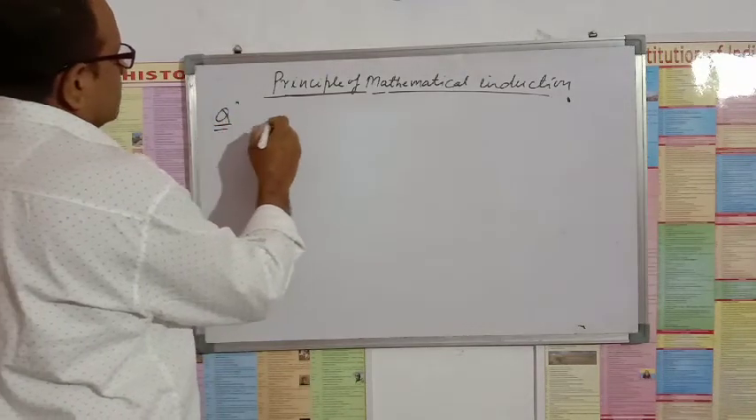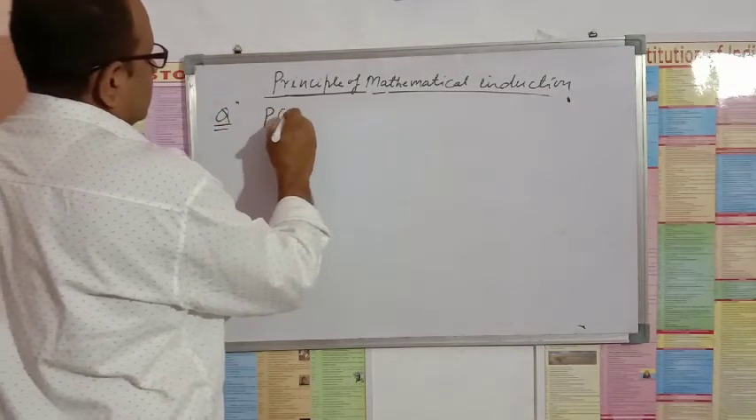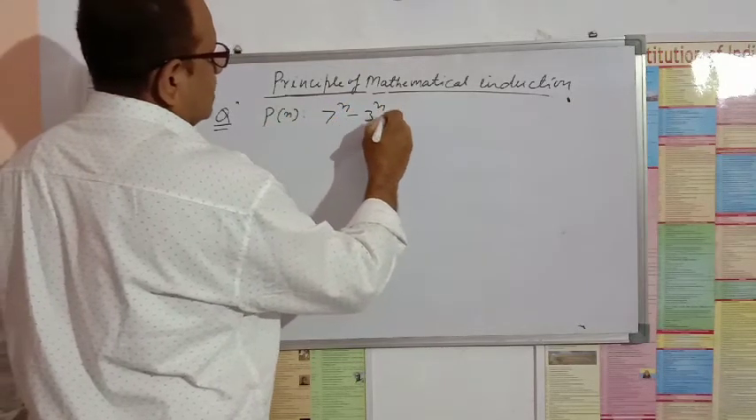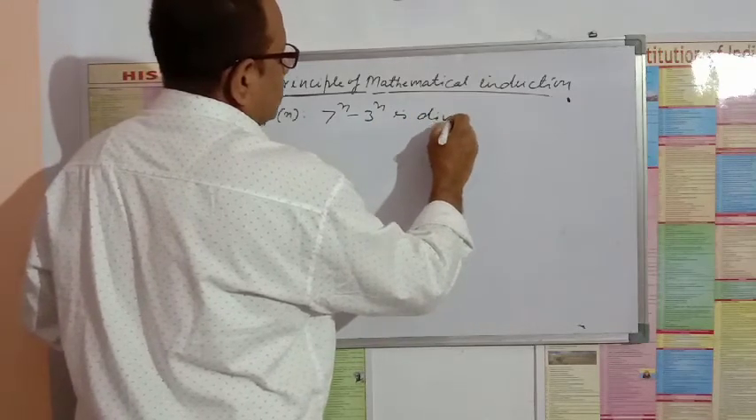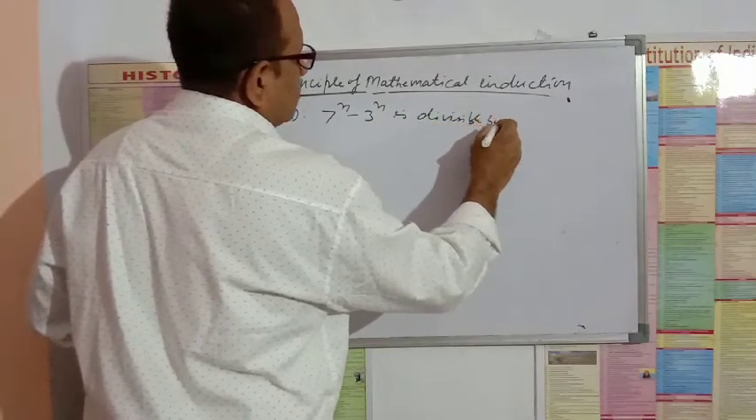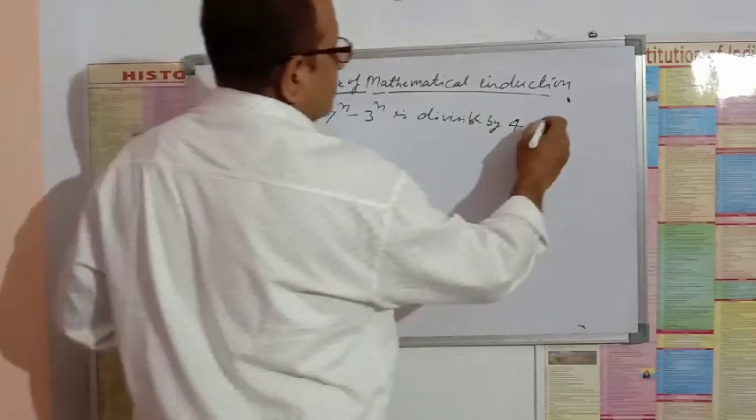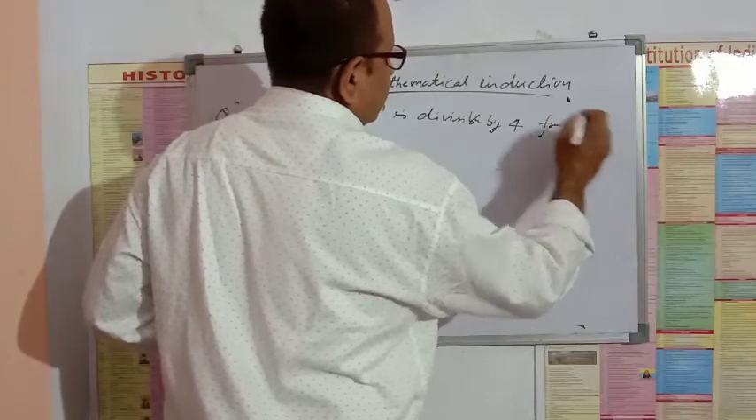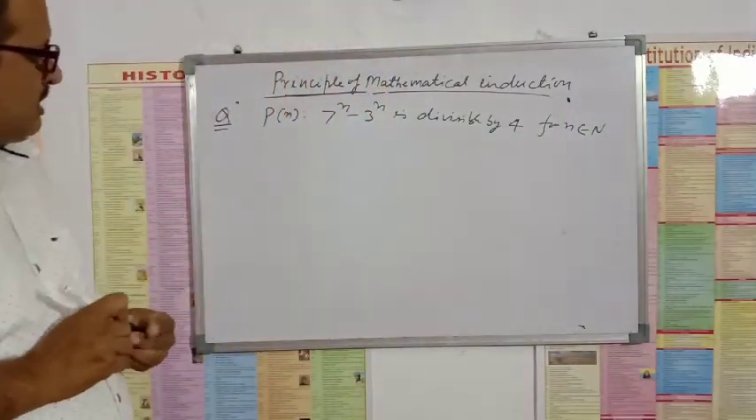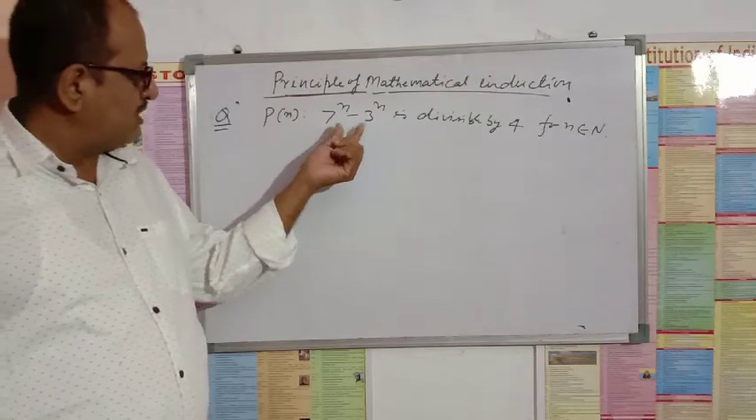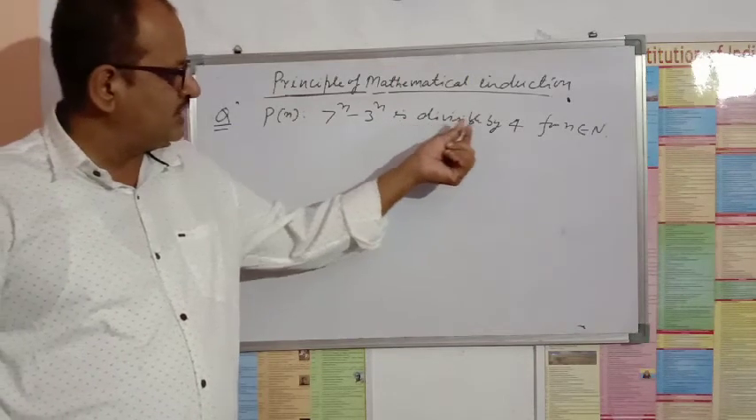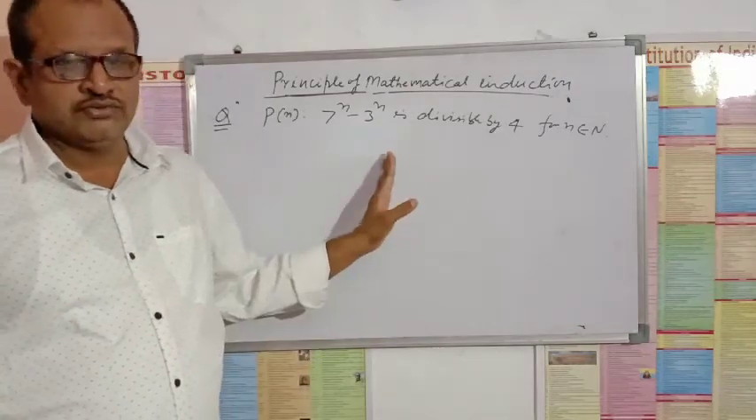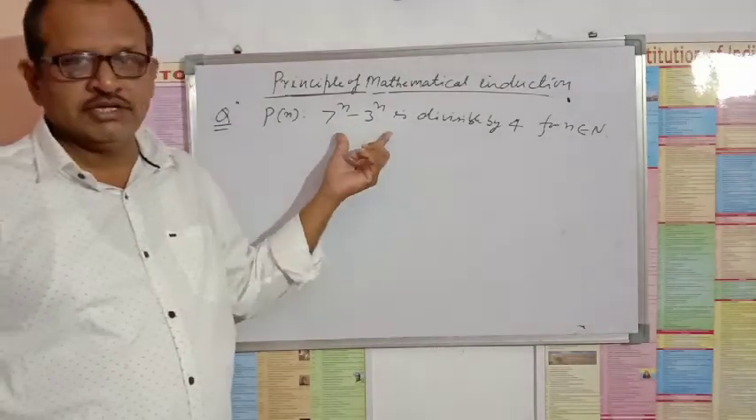See one question. Pn such that 7 to the power n minus 3 to the power n is divisible by 4, for n belongs to N, for all the natural numbers. The statement is 7 to the power n minus 3 to the power n is divisible by 4. We have to prove it for all the natural numbers. It is true for all the natural numbers.